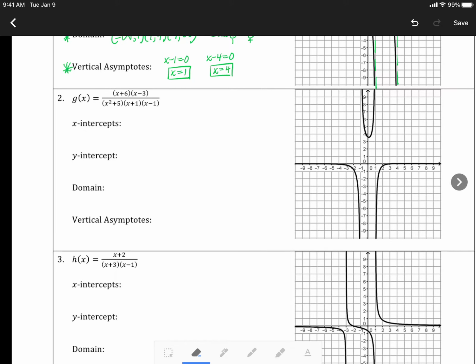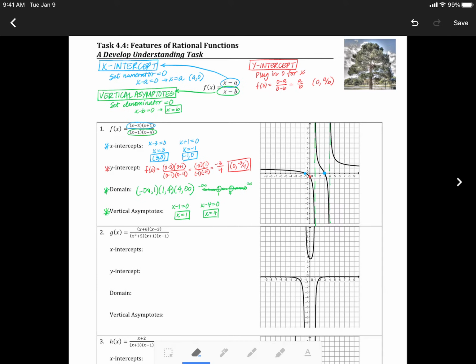As promised, here are some solutions to the 4.4 task. Again, task 4.4, features of rational functions. If you have not watched the previous video explaining how to find x-intercepts, vertical asymptotes, and y-intercepts, go back and watch that first. This is just going to run you through solutions for a couple of these problems.